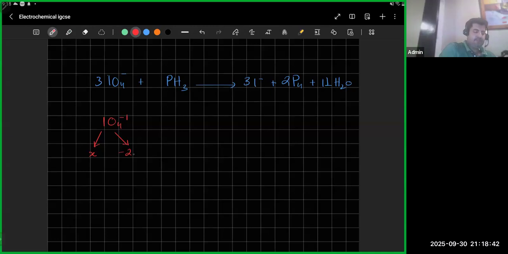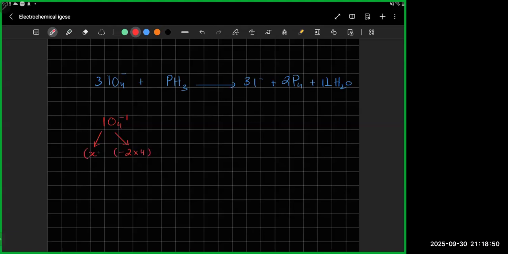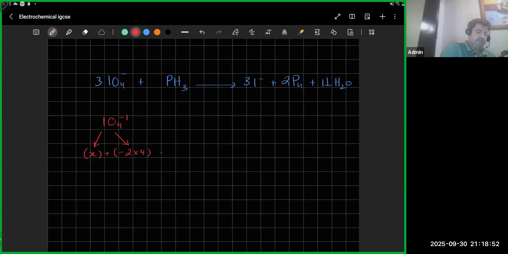Oxygen is -2. Seven plus 1, they should all add up to be equal to -1. So it's +7, right? Is that clear?